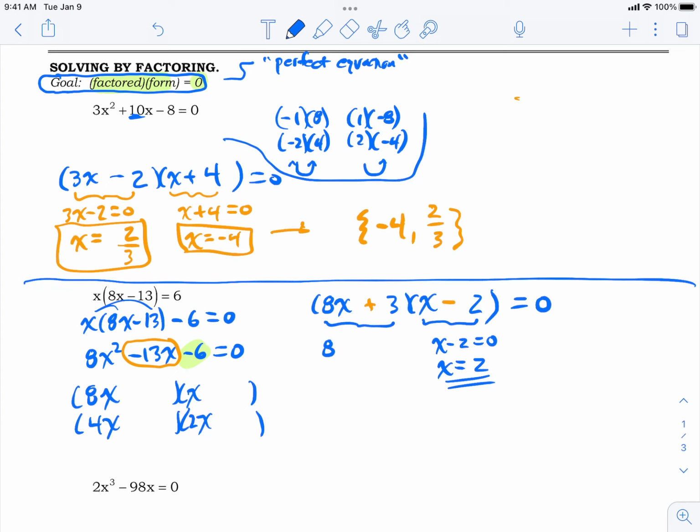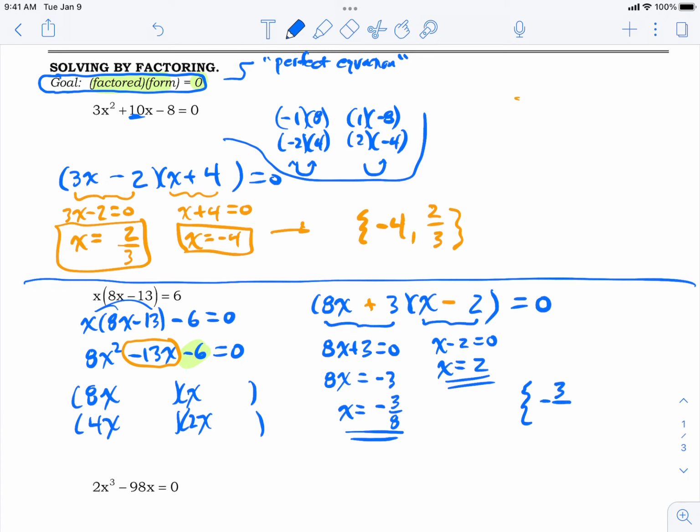Now this one. Maybe we'll be more careful this time and actually work it out. So you take the 8x plus 3, you set it equal to 0. Well, subtracting 3 on both sides looks like this. Dividing both sides by 8 looks like this. And so there's your other solution. So again, we got two solutions.